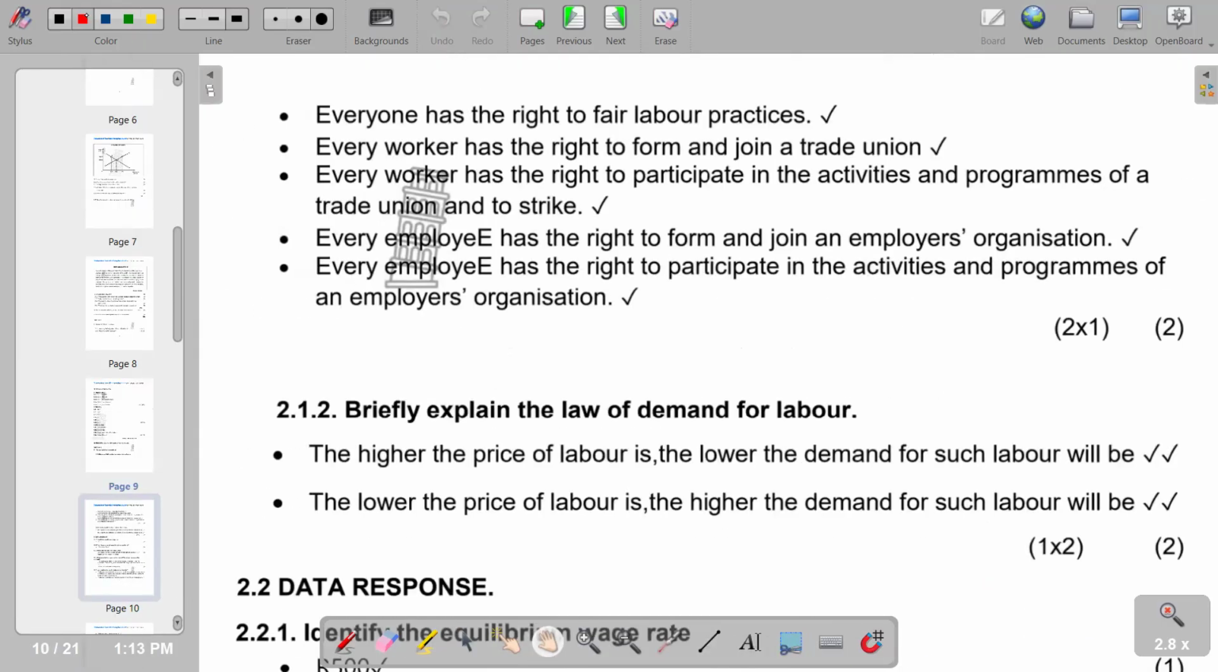The first one says everyone has the right to fair labor practices. Every worker has the right to form and join a trade union, and also every worker has the right to participate in the activities and programs of a trade union and to strike. So these are some of the points that we can include. We've got further points that we also have within the context of the question.